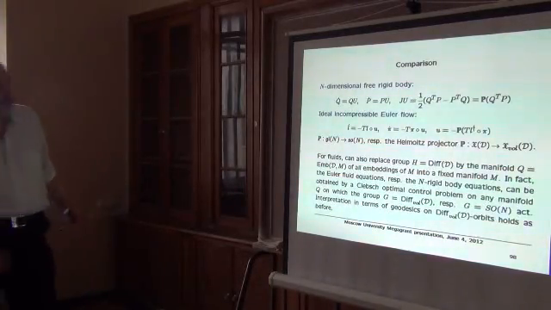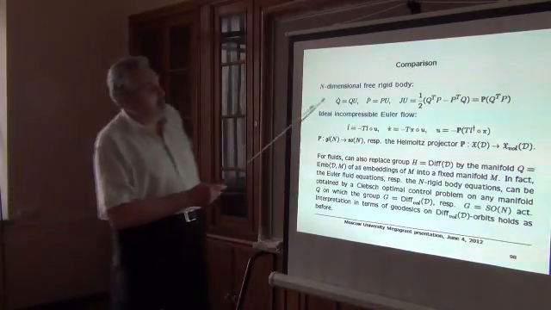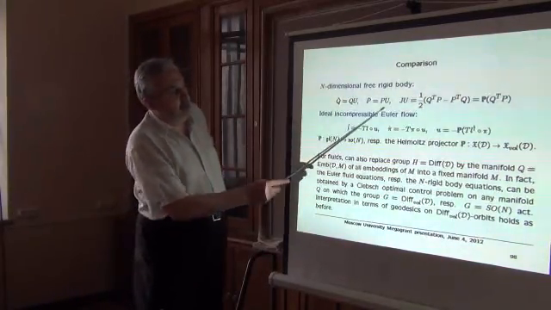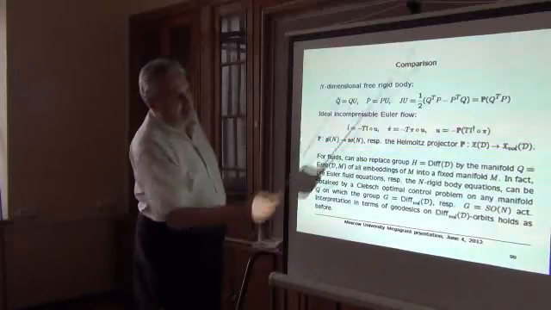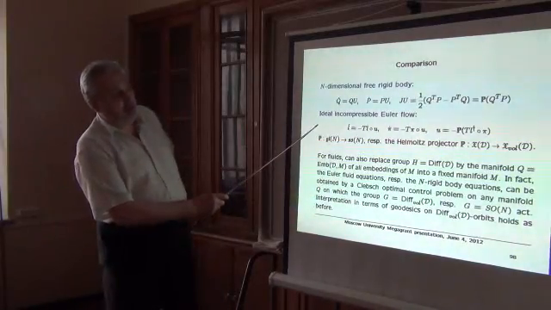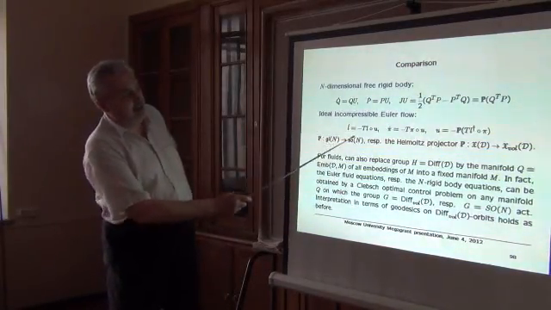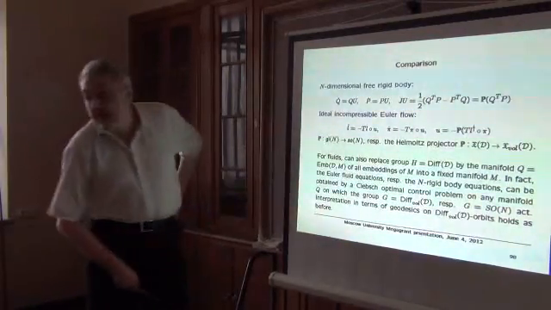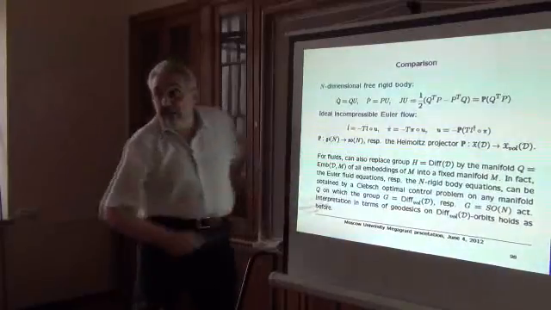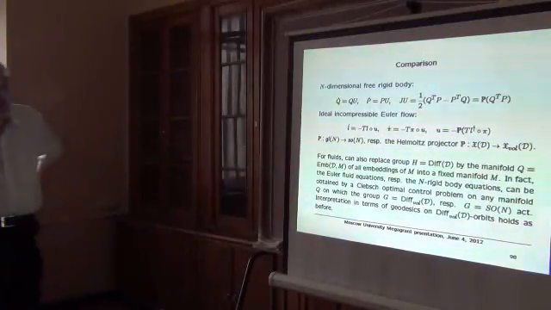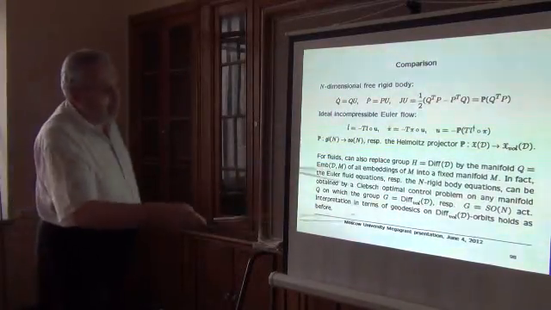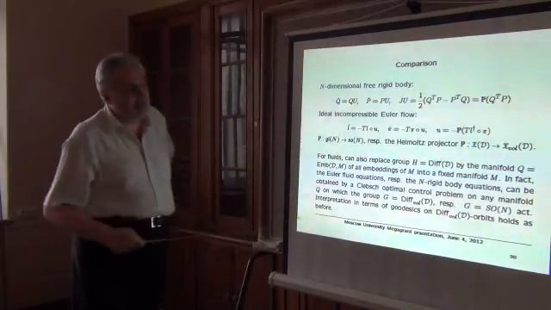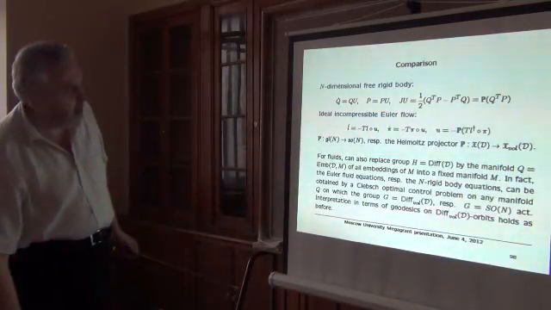Let's compare. The n-dimensional rigid body was how? Q dot equal to QU, P dot equal to PU, JU is equal to this. Ideal incompressible Euler flow, look, it's exactly the same thing. L dot equal to this, pi dot equal to this, and U equal to this. There's the projector here. See? So now, of course, I can replace, I can do various other things, but I'm not going to go into this.